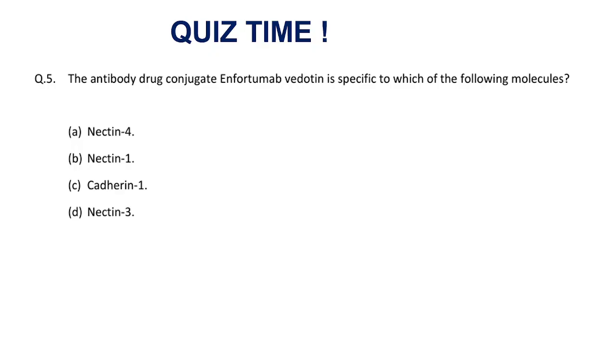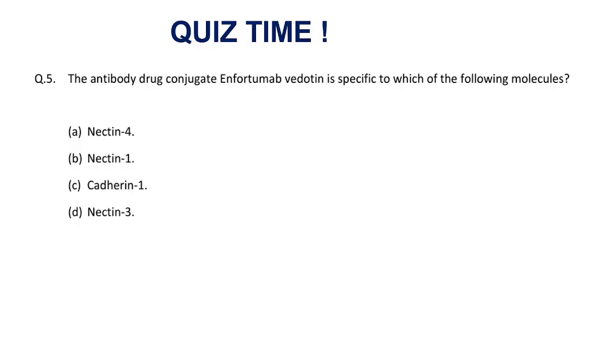So enfortumab vedotin is an antibody drug conjugate that's comprised of a fully human monoclonal antibody and a microtubule disrupting chemotherapeutic agent used in the treatment of advanced and metastatic urothelial cancer. Apart from this type of antibody drug conjugate, there are others like trastuzumab deruxtecan, trastuzumab emtansine, and brentuximab vedotin. So there are things like that.